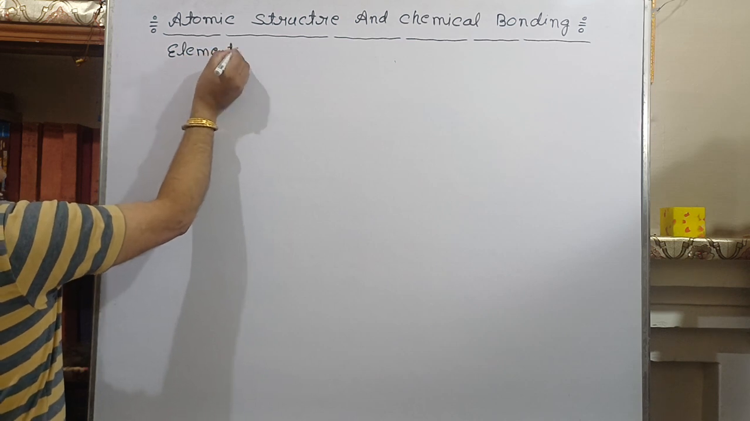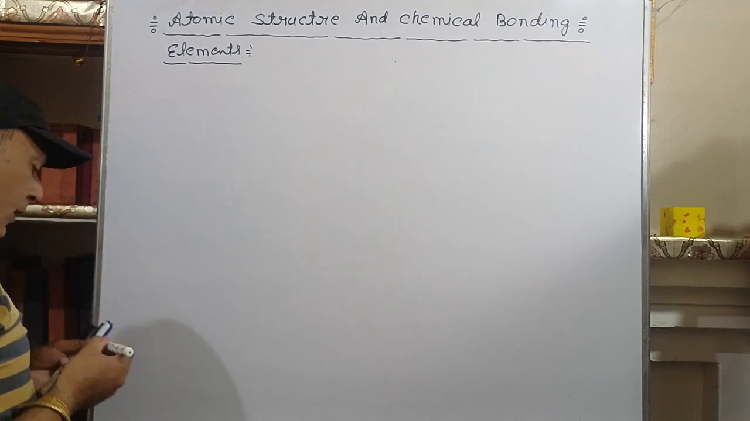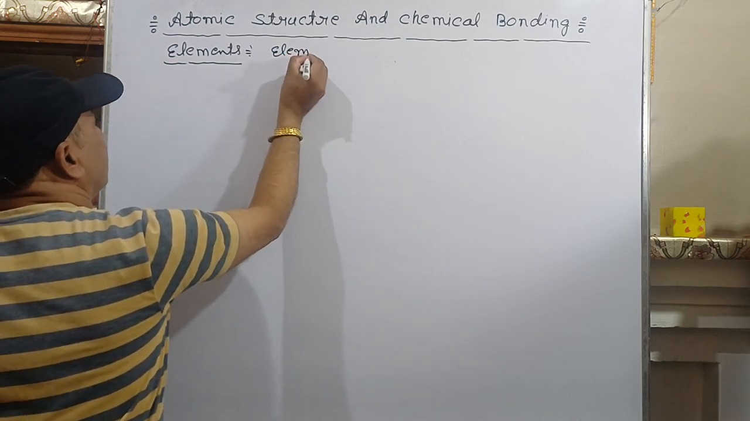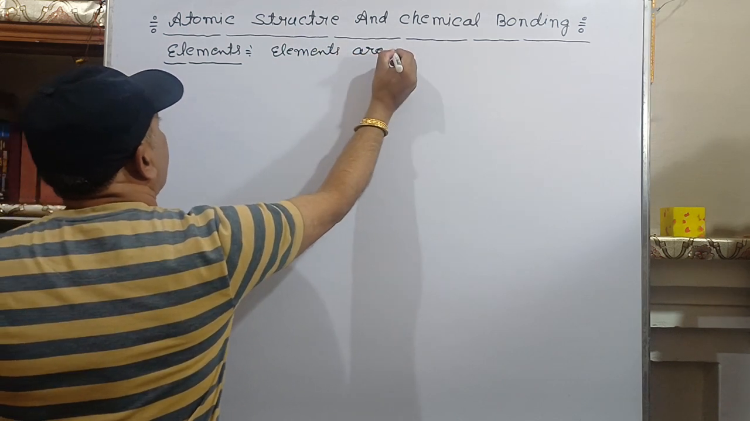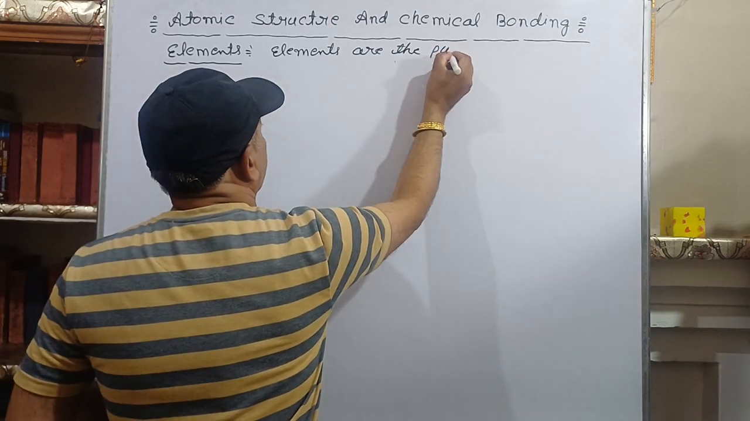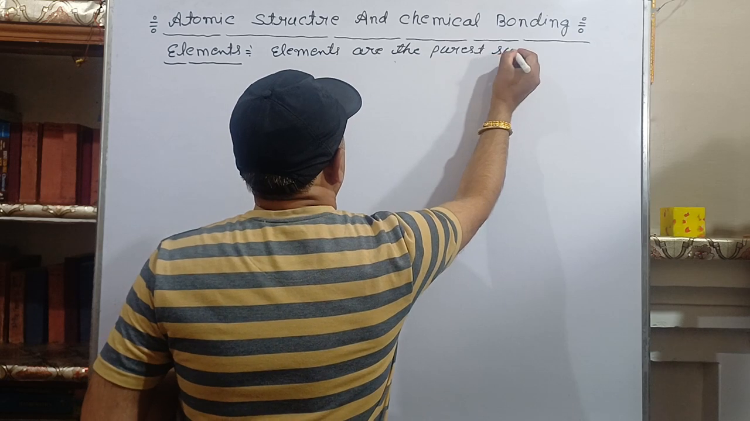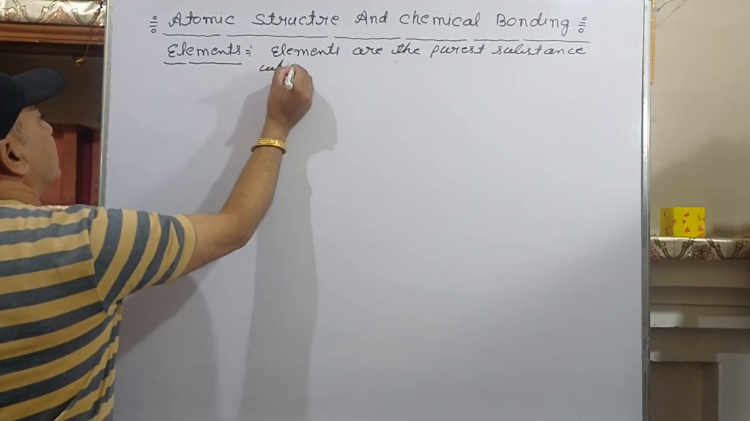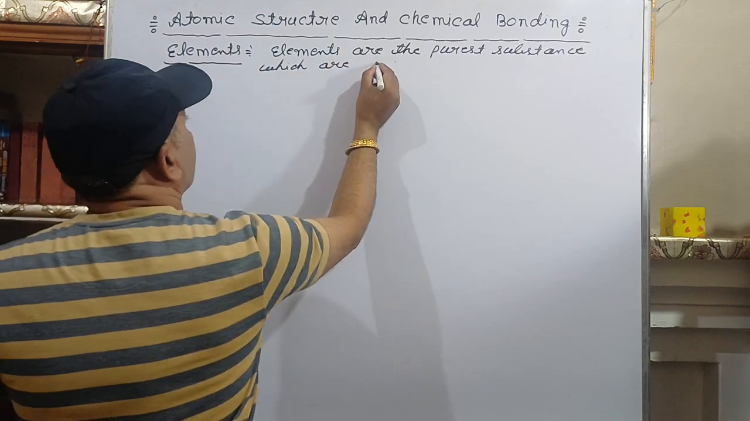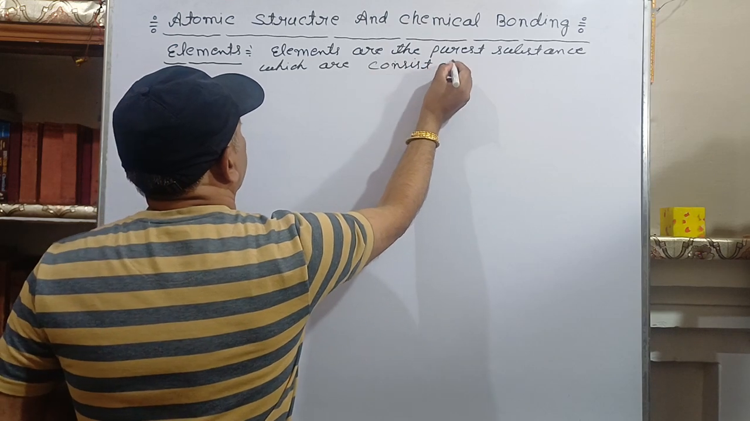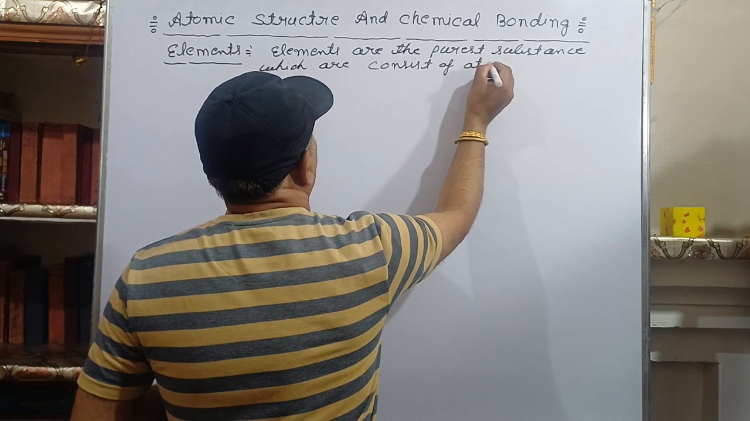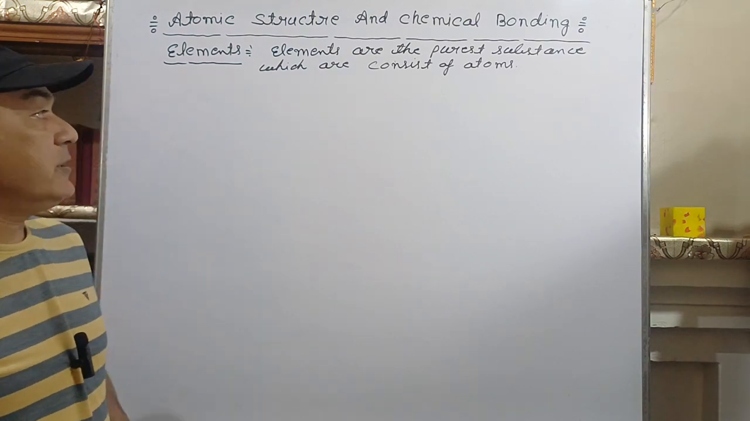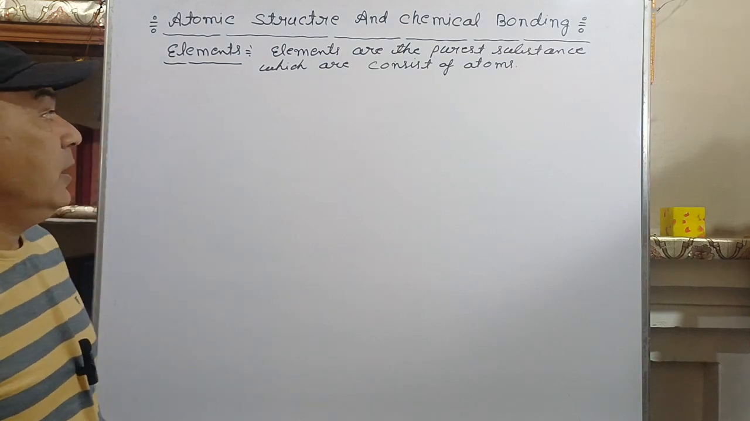What are elements? Elements are the purest substances which consist of atoms, or we can say the same types of atoms. It is the simple definition of element.